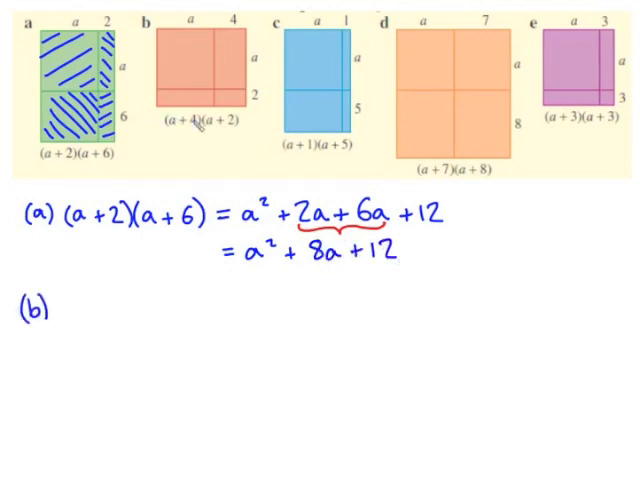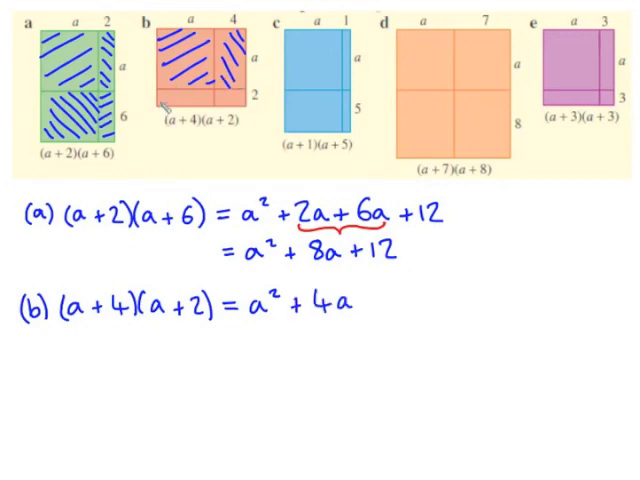In the second example, we have A plus 4 multiplied by A plus 2. And if we look at each area in turn, A squared, 4 by A is 4A, 2 by A is 2A, and 2 times 4 is 8. So again, collecting those like terms, 4A plus 2A is 6A, so this is A squared plus 6A plus 8.